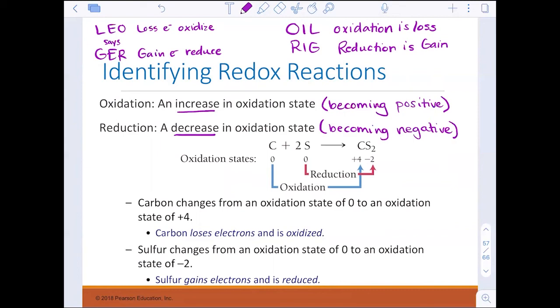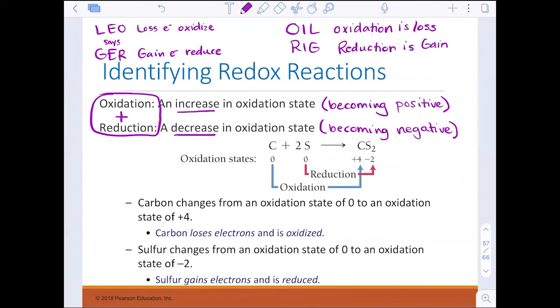Either one of these, what I like about them is the idea that these go hand in hand. Oxidation and reduction have to happen together. You don't just have oxidation by itself. You don't just have reduction by itself. You have to have both. And so when we look at identifying a redox reaction, we are going to be using an oxidation state.